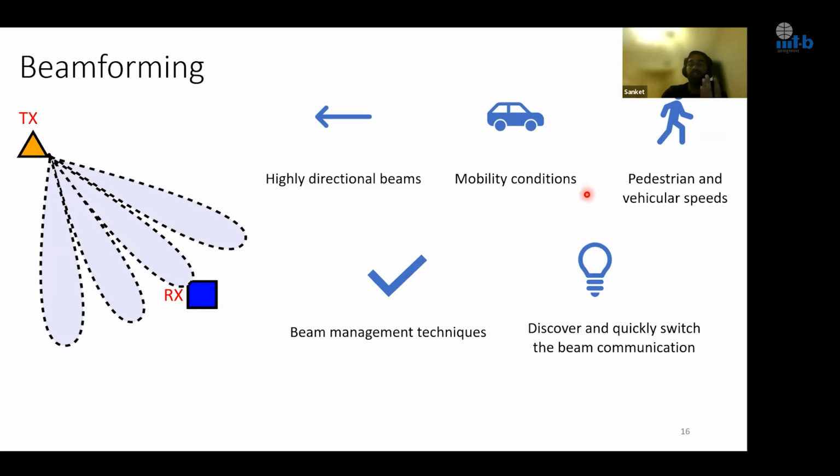If you are in a Rajdhani Express and moving too fast, there will be a lot of beam switching from one beam to another, and that leads to communication interruption. And also, we have to tackle the whole set of users, like pedestrian or vehicular speeds and so on. The key thing here, to avoid the delay, is to discover and quickly switch the beams between this set of beams.